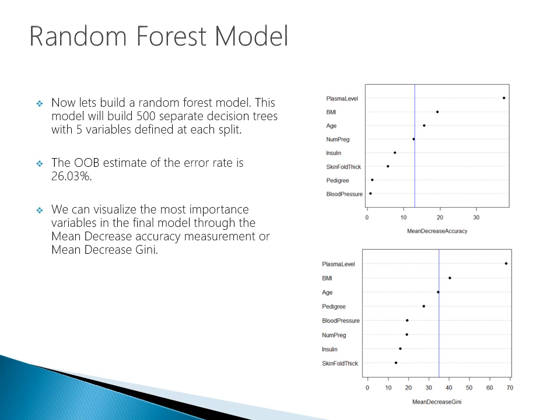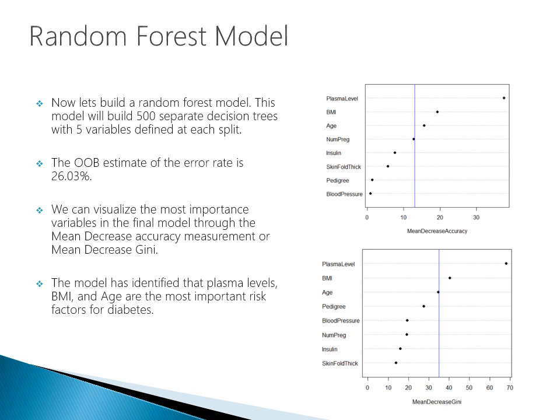And much like our decision tree that we had before, we see that the plasma level is a very significant variable. We see that BMI is also significant, and age. If we look at the mean decrease Gini at the bottom, we also see plasma level and BMI and age as well, but not as much. So these 3 variables are what we consider to be important risk factors for diabetes.